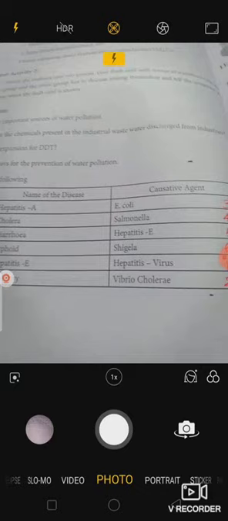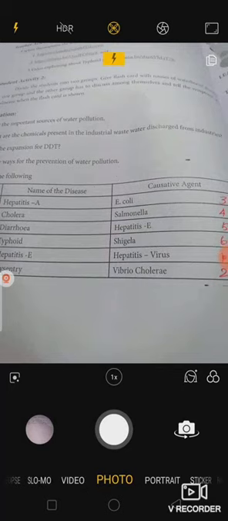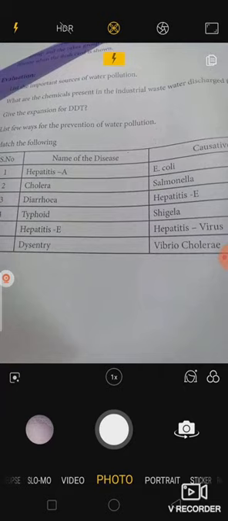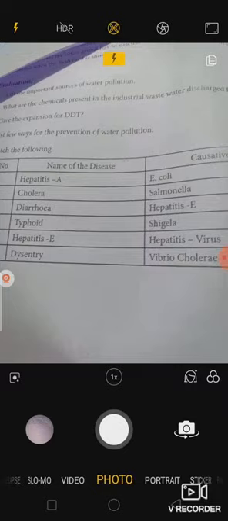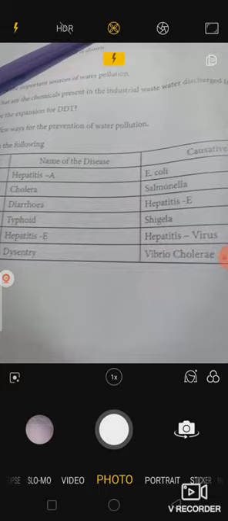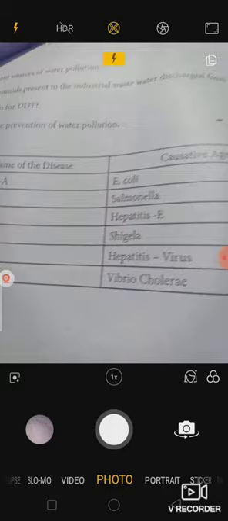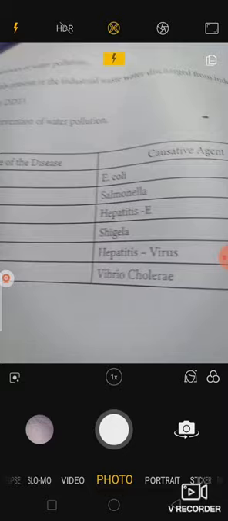Then the answer for the match. So see the answers for the match. They have given the names of the diseases and the causing agents. Hepatitis A is caused by hepatitis A virus. Cholera is caused by Vibrio cholerae. Diarrhea is caused by E. coli. Typhoid is caused by Salmonella. Hepatitis E is caused by hepatitis E virus. Dysentery is caused by Shigella.